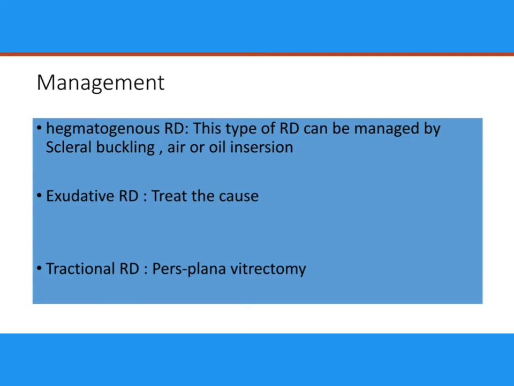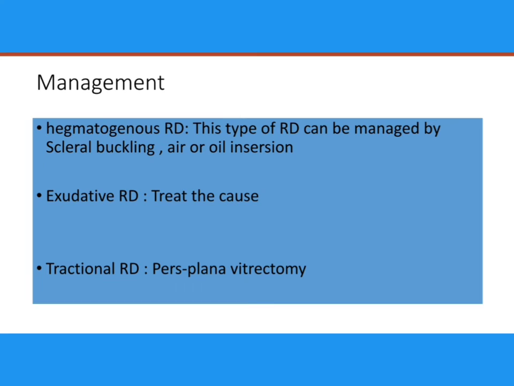Now in exudative retinal detachment, I wrote this: treat the cause. That means, I told you that exudative retinal detachment can be due to choroiditis or panuveitis. So treat that cause, treat the choroiditis or panuveitis with the help of steroid medication. After you treat the cause, the detachment will get easier to treat. When you are not treating the cause and trying to treat the retinal detachment, it will not get treated.